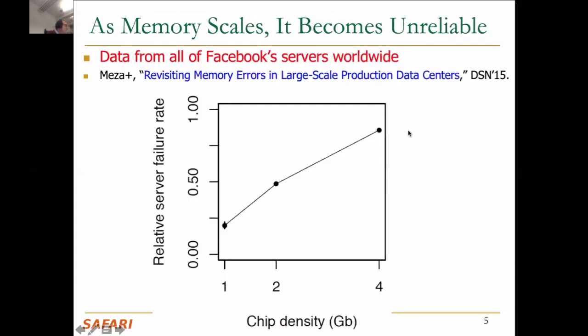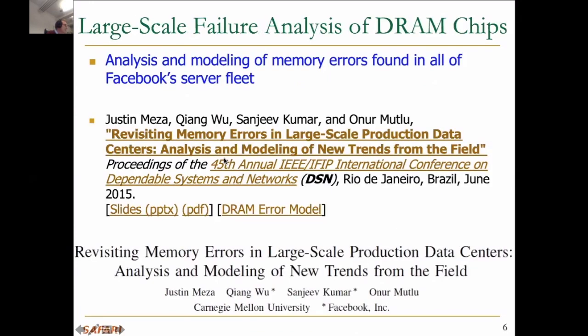This is one example study that we did together with Facebook. We analyzed all of the memory errors that they see in all of their data centers, which is a lot of memory and a lot of servers. And we found out that there's a very strong positive correlation between the chip density that's employed in the server and the server failure rate. And if you're interested, you can read the paper for more detail.